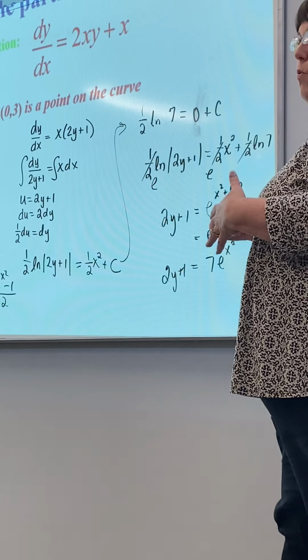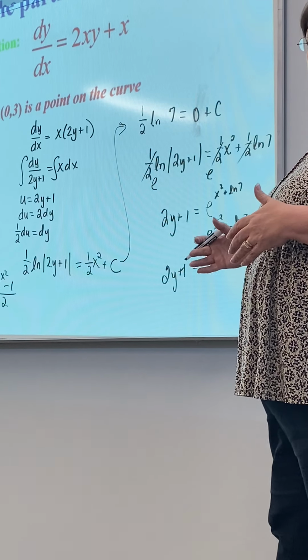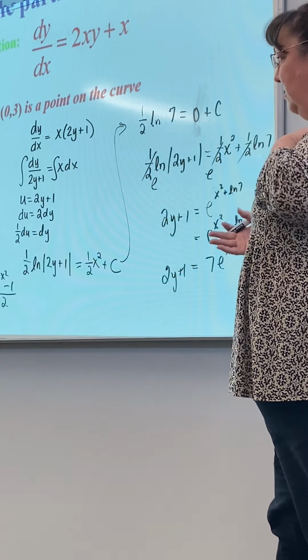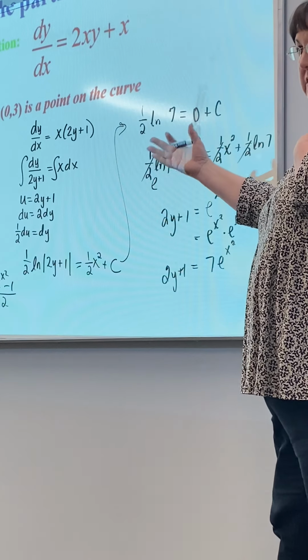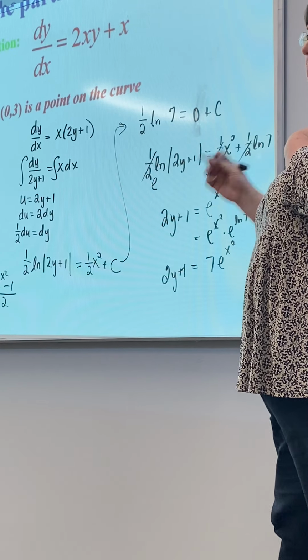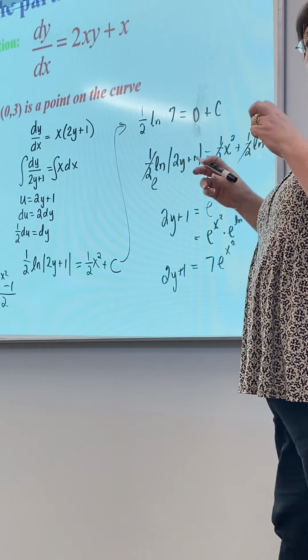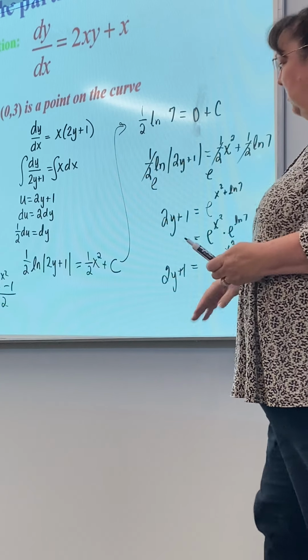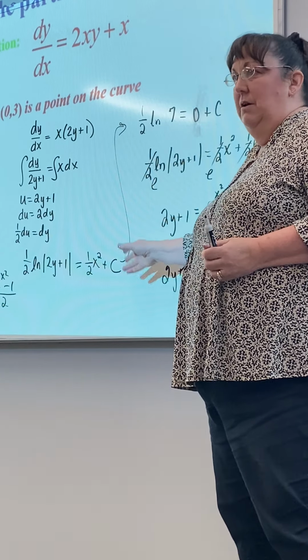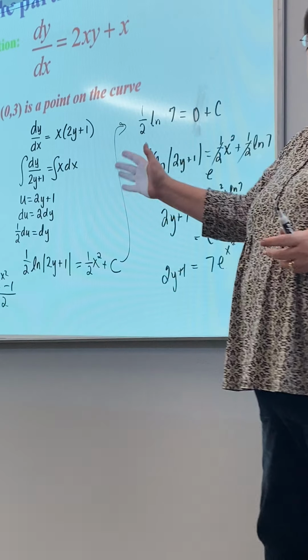It doesn't matter where you stop and solve for c. I tend to wait until I've solved the equation and then solve for c. A lot of times when I'm looking at the answer key for the AP exam, they'll stop and solve for c here. Doesn't matter where you do it, you're going to get the same answer.